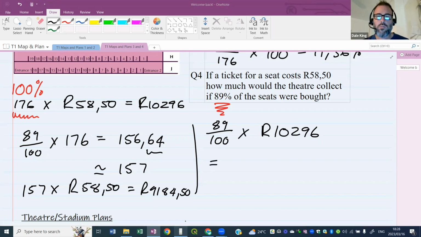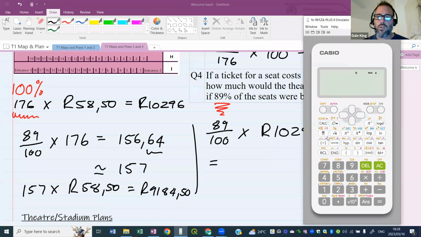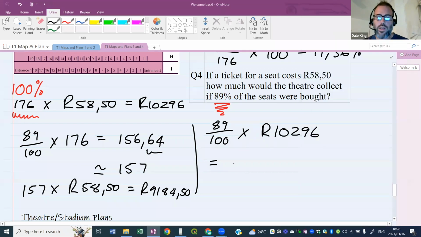This will give you, let's try this one. So 89 over 100 times 10296 equals 9163.44. Now, that is another way to do it. So instead of saying 89% of the seats, we can say 89% of the Rand value. Okay. So instead of saying 89% of 176 seats, we said 89% of the total Rand value for all the seats. My question to you tonight, you got to think about this.